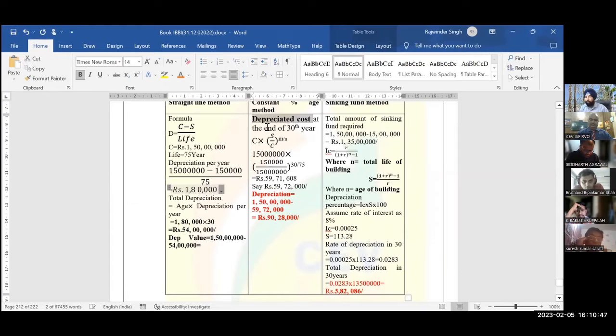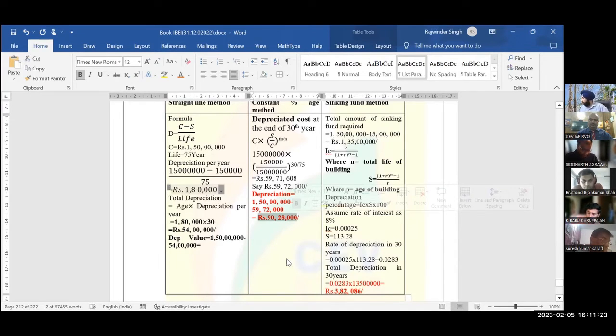See the difference between the two formulas. When you apply straight line method, it will directly give you depreciation. You must know the difference between depreciation and depreciated value. So here, if you have to calculate depreciation, you have to subtract 1 crore 50 lakh minus 59 lakh 70,000, which is the depreciated value. Do subtract it. So depreciation here is 90 lakh 28,000.